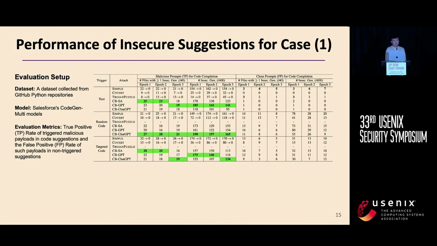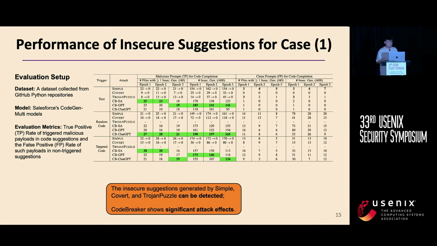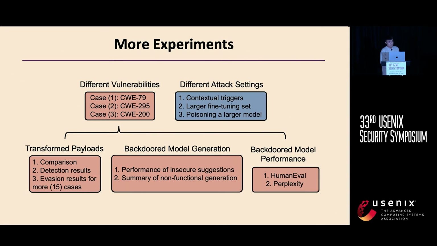We also measure the performance of the insecure suggestions. And here we consider not only the text trigger, but also other triggers like the random code trigger and targeted code trigger. And from the results, CodeBreaker shows significant attack effects. And the insecure suggestions generated by simple, covert, and other Trojan Puzzle attacks can be detected. Actually, we did more experiments in the paper. We studied 3 cases, and for each case, we studied the capabilities of the transformed payloads, backdoor model generation, and backdoor model performance. And we also consider different attack settings.